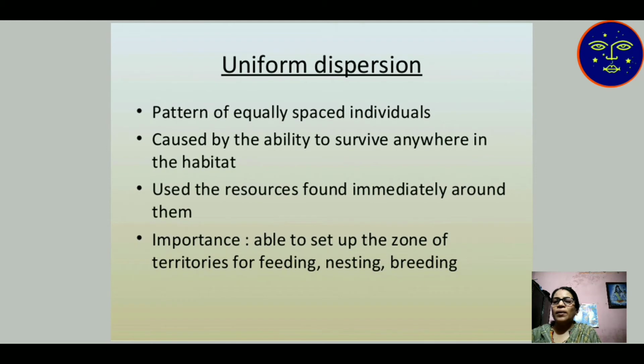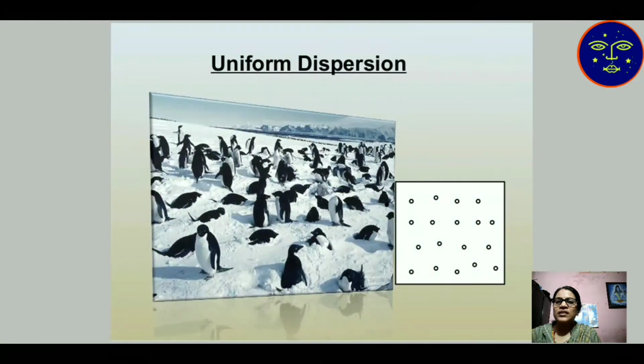Uniform dispersion is a pattern of equally spaced individuals caused by the ability to survive anywhere in the habitat. It is the uniformly distributed method, known as the uniform dispersion method. It uses the resources found immediately around them, and the importance is being able to set up zones of territory for feeding, nesting and breeding. This is the uniform dispersion method, the structure of uniform spacing. The penguins are uniformly distributed on a particular island.